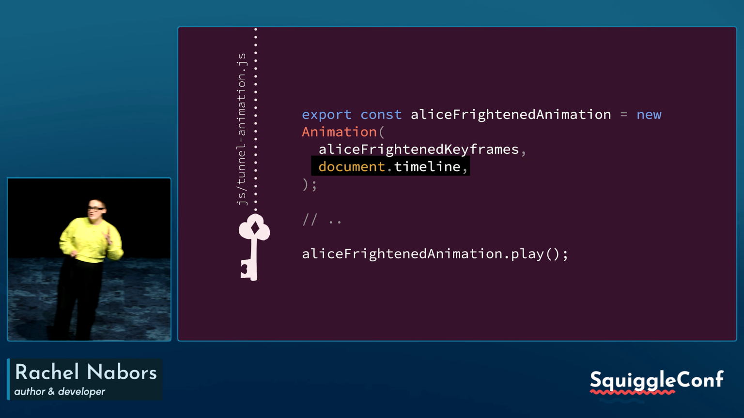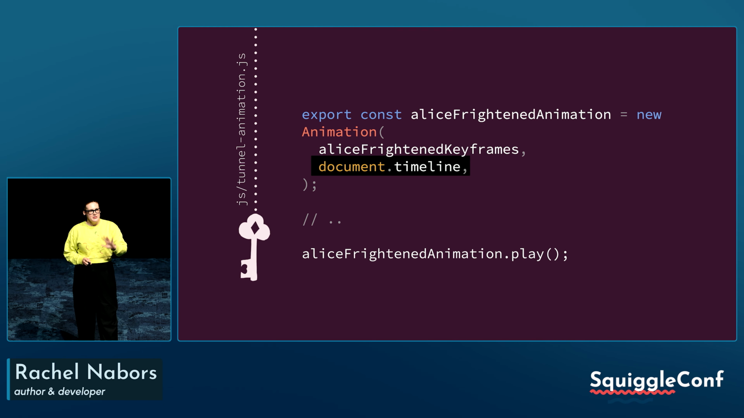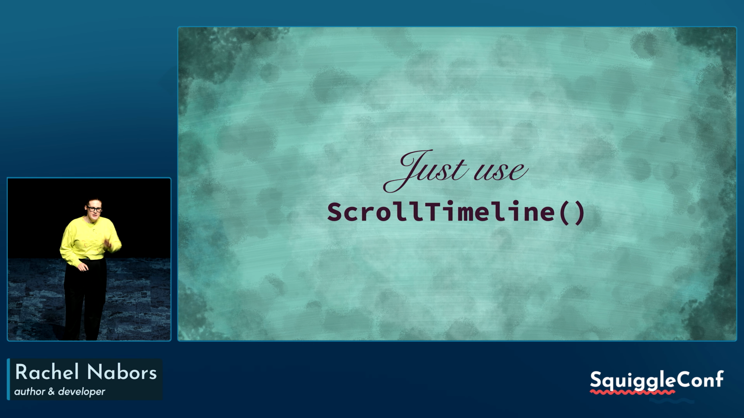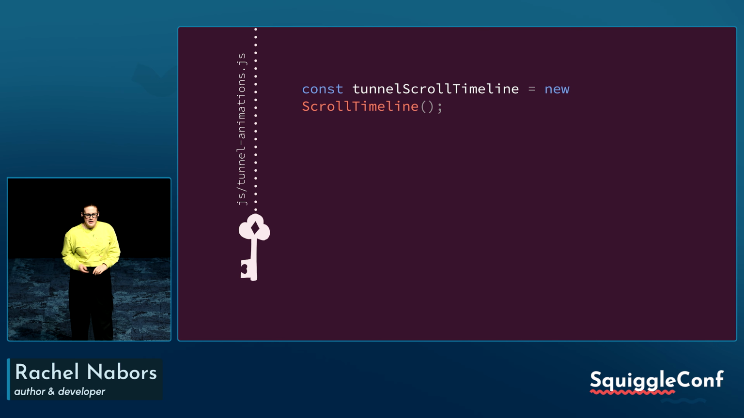the document timeline. It is no longer the only timeline available to us. Now we can use scroll timeline. It's a timeline that's made from the length of your page, length or width. You can describe that. It takes arguments. Go check out the docs.